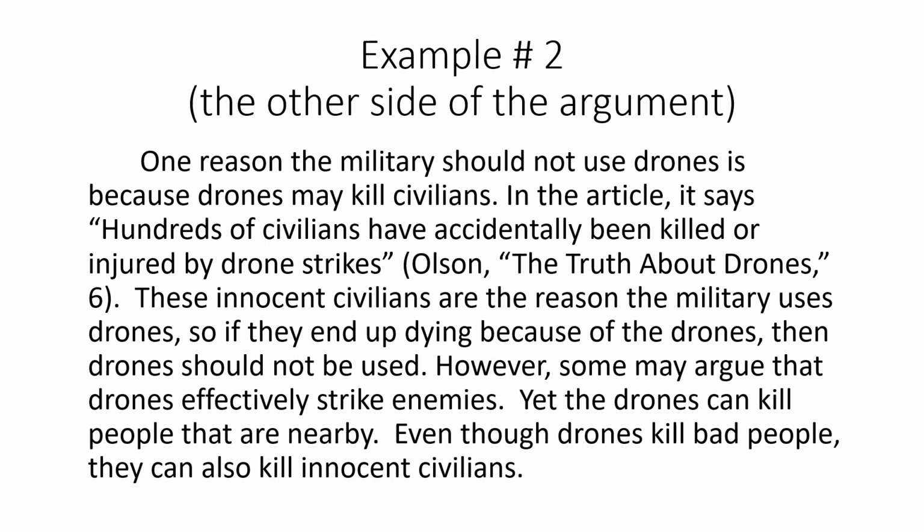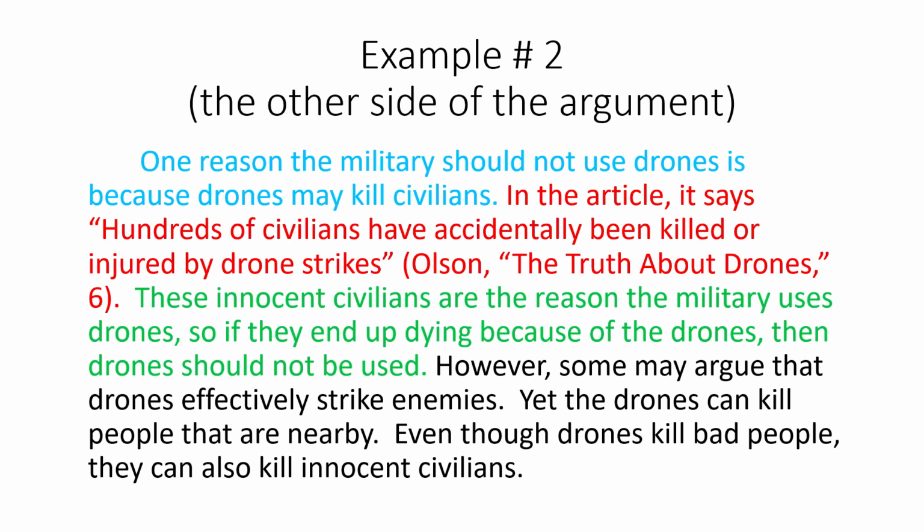Here's that body paragraph. He starts off by saying, one reason the military should not use drones is because drones may kill civilians. Again, it goes back to the thesis statement. It's his first point, and now it's become the idea for this body paragraph. So he's made that claim again and listed that one point. He cites evidence to support his claim. He says in the article, it says hundreds of civilians have accidentally been killed or injured by drone strikes. And again, like the first student, he cites the author's last name, the article title, and the page number.